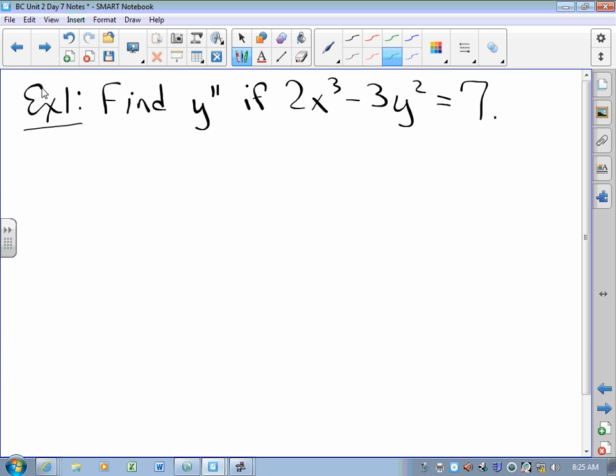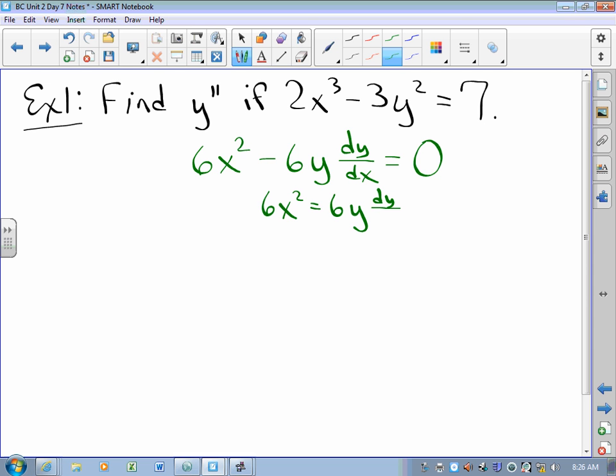Let's do what we did yesterday. We take the derivatives of both sides with respect to x using the chain rule. So the derivative of 2x cubed is 6x squared. The derivative of 3y squared is 6y times dy dx, because we know that y is a function of x, so the derivative of that with respect to x is its derivative with respect to y times dy dx. And then the derivative of 7 is self-explanatory, so I want to get dy dx by itself. Well, that means that 6x squared is 6y dy dx, and dy dx turns out to be x squared over y.